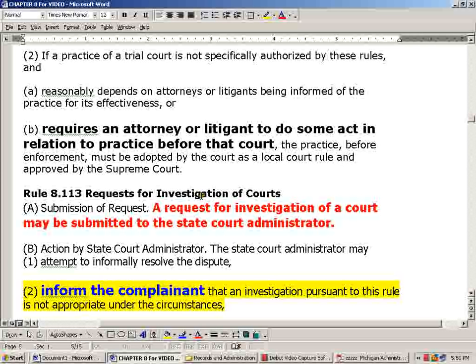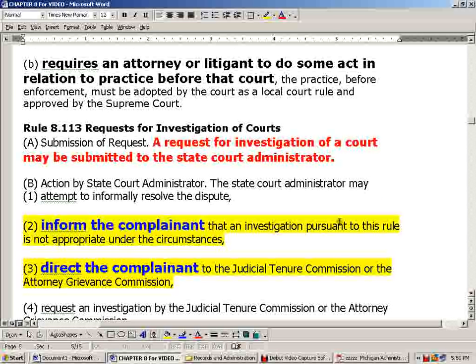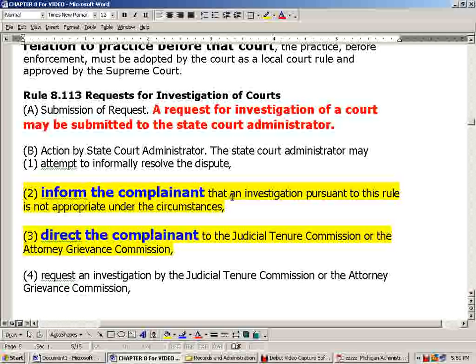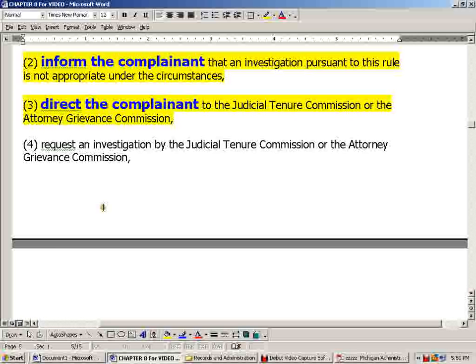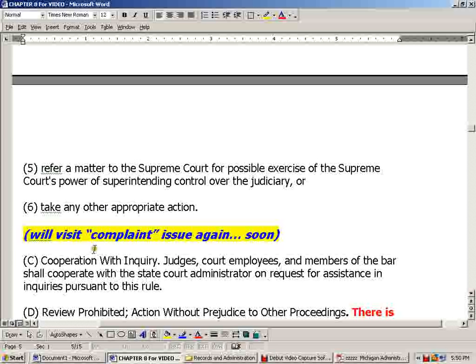Request for investigation of courts. A request for investigation of a court may be submitted to the state court administrator. Now, who is that? That is the chief judge. Actions by a state court administrator, chief judge. The state court administrator, the chief judge, may attempt to informally resolve the dispute, inform the complainant that the investigation pursuant to this rule is not appropriate under the circumstances, direct the complainant to the Judicial Tenure Commission or the Attorney Grievance Commission, request an investigation, blah, blah, blah. We'll visit that again in a minute.